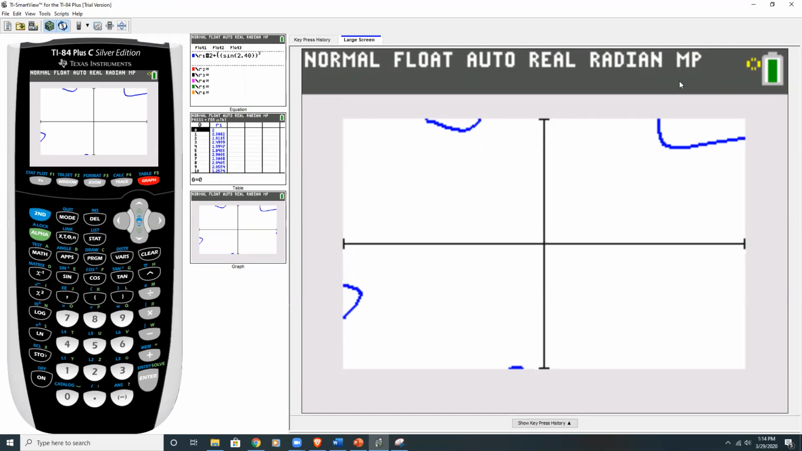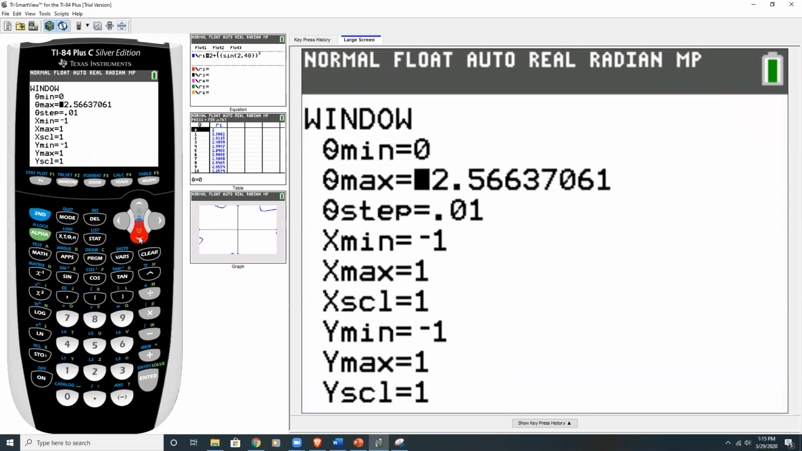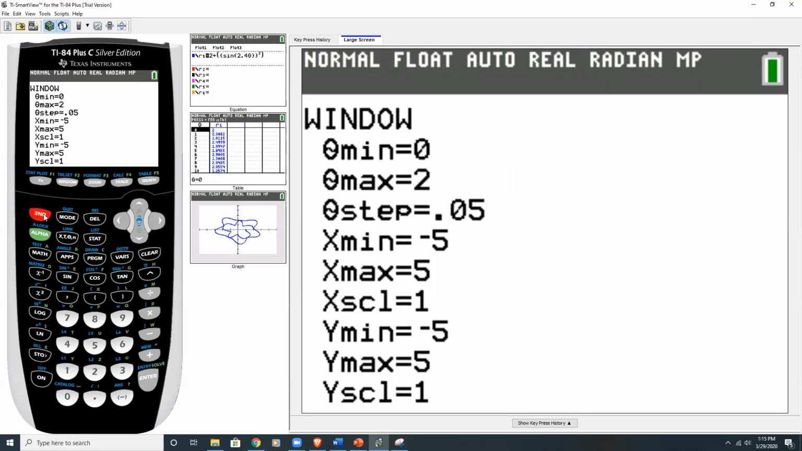Okay, so while we're waiting for that to continue graphing, obviously our x and y mins and maxes are too small because I can't see the whole graph. So 1 and -1 is not enough. So let's expand that. Maybe 5s would do it for us. Okay, and I'm going to make my theta step a little bigger so we don't have to wait so long for it to graph each time. I'm going to switch my theta back to 2 pi since that's the standard, and let's start from there.